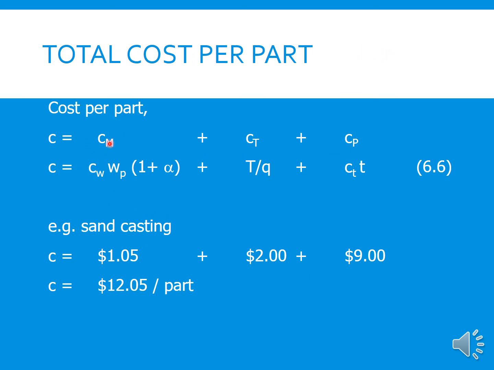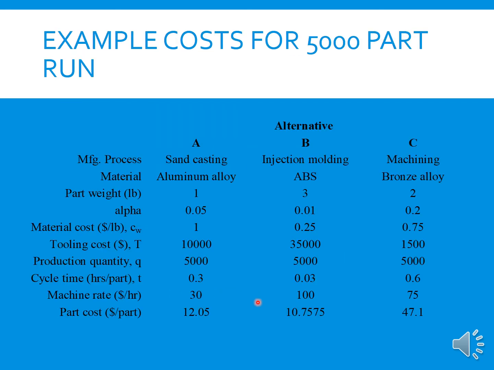Okay, total cost per part, this one. We have an example here, sand casting, total cost per part 1.05 plus 2 plus 9. The 1.05 ringgit is material cost, 2 ringgit is tooling cost, and 9 ringgit is process cost. Meaning the total is 12.05 per part. This is an example of cost per 5,000 parts per run when using this manufacturing process.